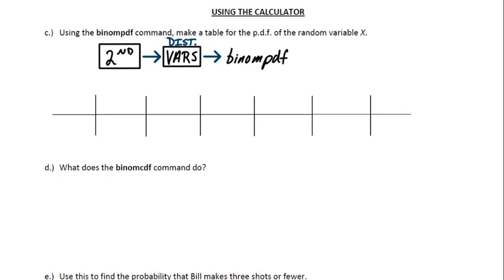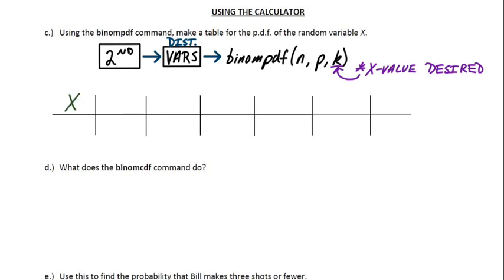And then your calculator will ask you for a few specific things. It'll ask you for N, the number of trials, P, the probability of success, and then K, what's the exact outcome that you want? Or it'll call this actually the exact X value that you want. So that's the X value desired. And we'll go through each one of those when we make this table.